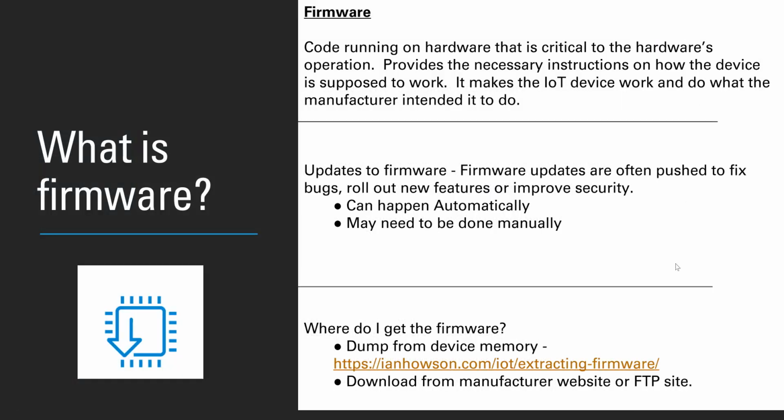Probably an easier way, and what we will do, is download the firmware right from the manufacturer's website or FTP site. So I'll use D-Link for example. D-Link has a lot of IoT devices like security cameras and wireless routers and things. If I want to go grab firmware for a particular device, I can simply go out to their website, find the device, go to the support tab, and I can download the firmware.